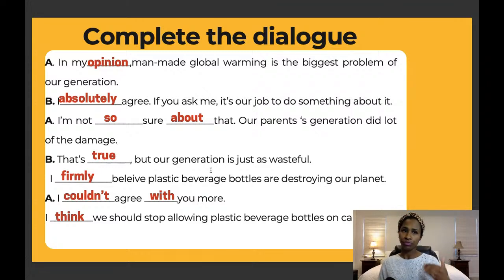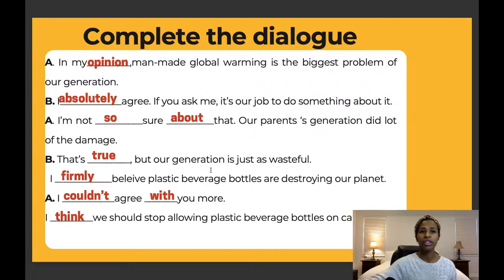So just to correct what I said before about the phrase "a lot": we have to have an article. "Generation did a lot of the damage." And also "believe" is written B-E-L-I-E-V-E. So that was my mistake over there. I apologize about that. And you guys did amazing. So I would say that's it. Let me just check if we have another one.